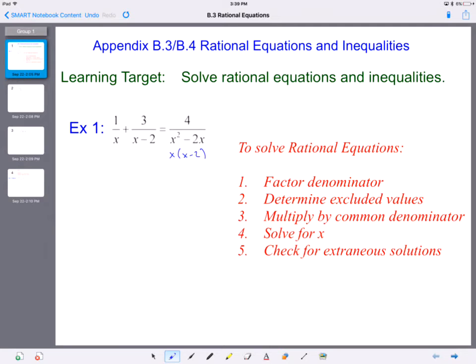Once we factor the denominator, what we want to do with rational equations is we want to get rid of the denominator. So once we factor the denominator, then we can multiply by the common denominator.